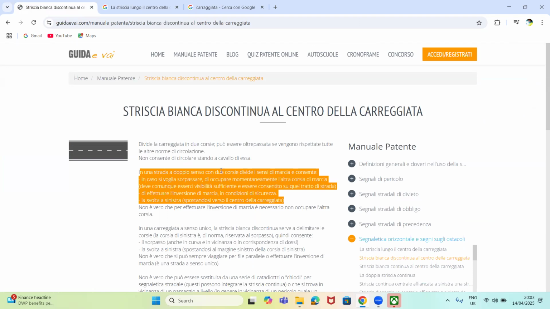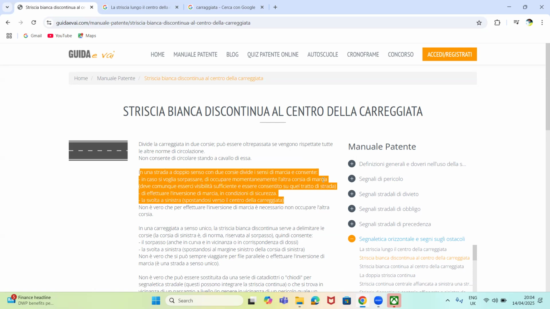E consente, number one, in caso si voglia sorpassare, di occupare momentaneamente l'altra corsia di marcia. And these are the questions you will see in your quiz whenever there is a discontinuous line in the center of the carreggiata. The examiners call this doppio senso. They will tell you, in a road with double sense of movement there are two corsie, and there's a discontinuous line dividing the carreggiata into two corsie.